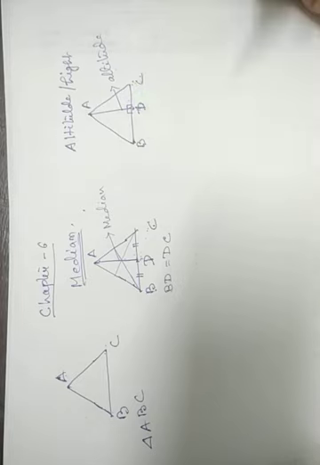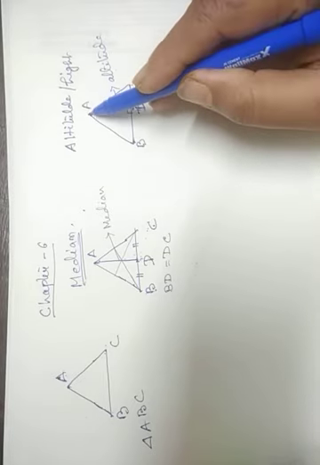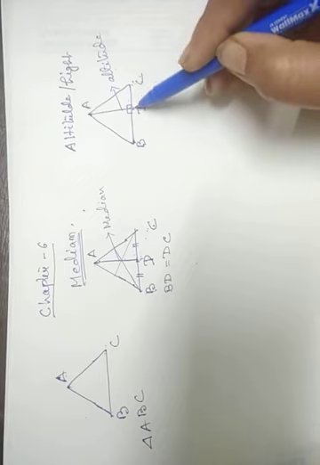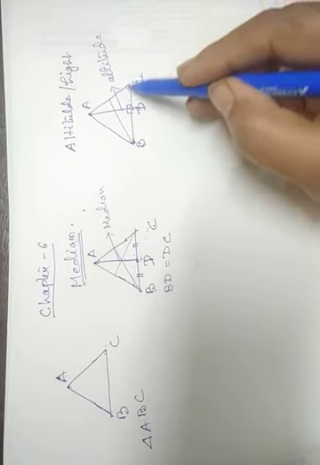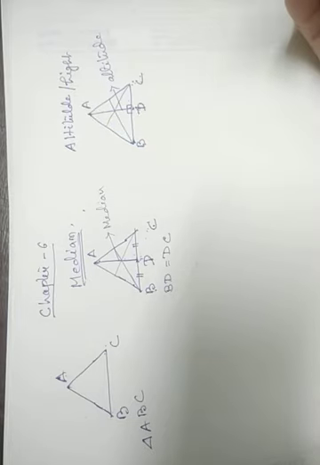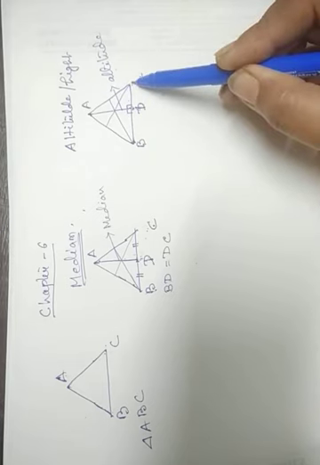How many altitudes can you draw in a triangle? 3 altitudes. From vertex A you draw one altitude AD. From B you can draw another altitude. From C you can draw another altitude on the opposite side of the vertex. Okay.